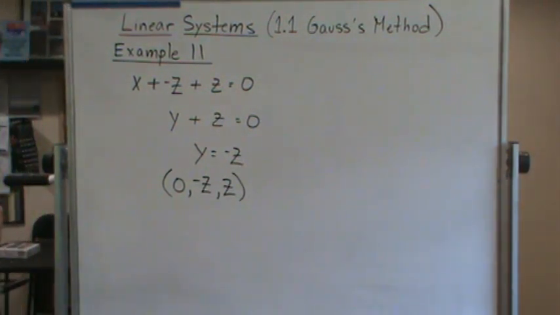So here's an example of a system of equations that has an infinite number of solutions, but you don't get 0 equals 0.